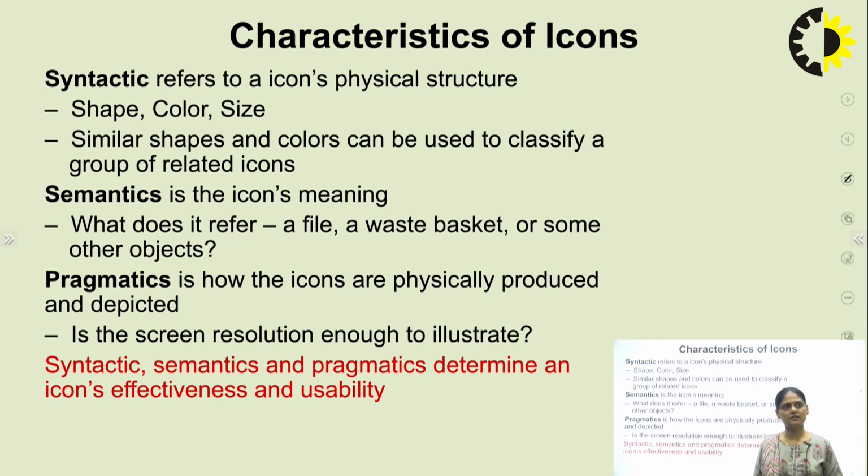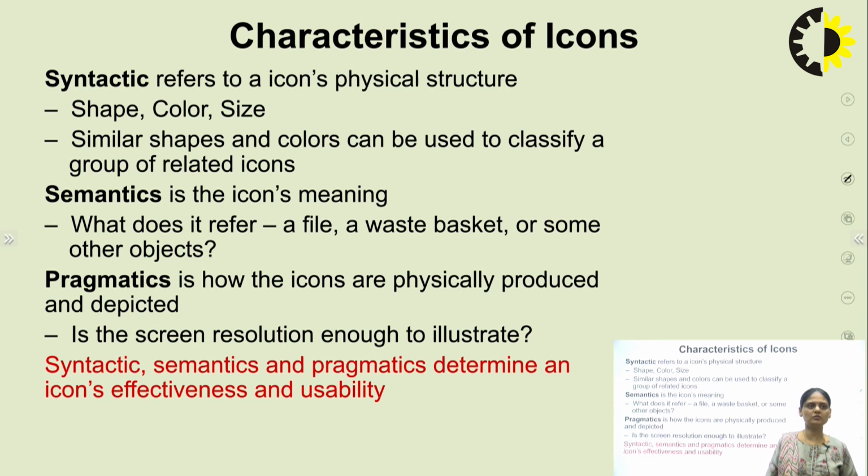Syntactic is about the physical structure of the icon. So we are talking of shape, color, size. Similar shapes classify a group of icons. So similar types of icons should be grouped in a particular category. Semantics is always dealing with the meaning. If we are talking of a recycle bin, and we place a camera for the recycle bin, it is not making any sense. The user is not able to recall that this camera means recycle bin.